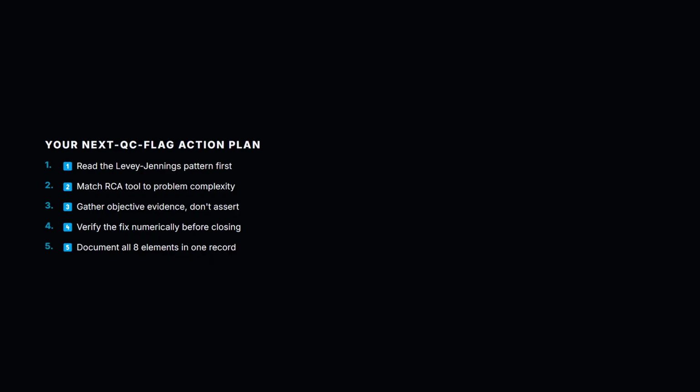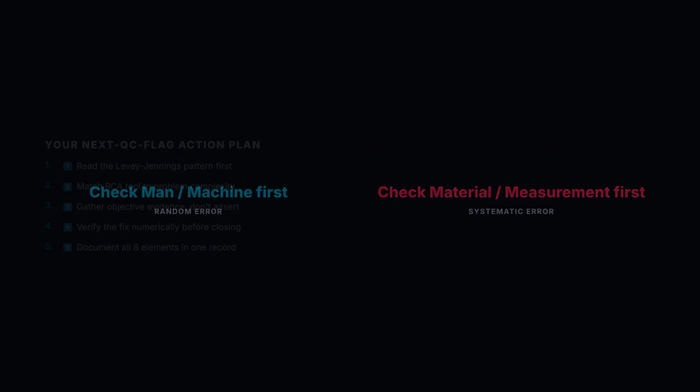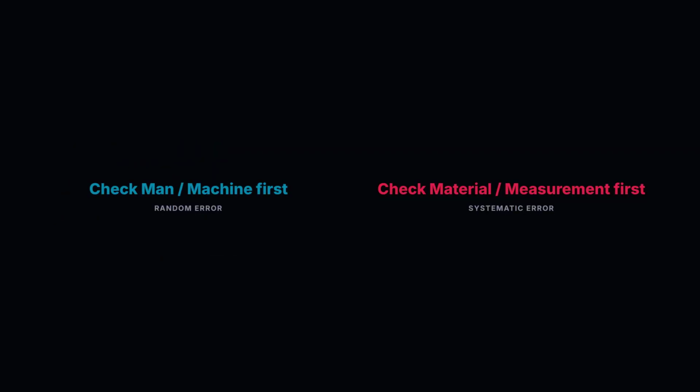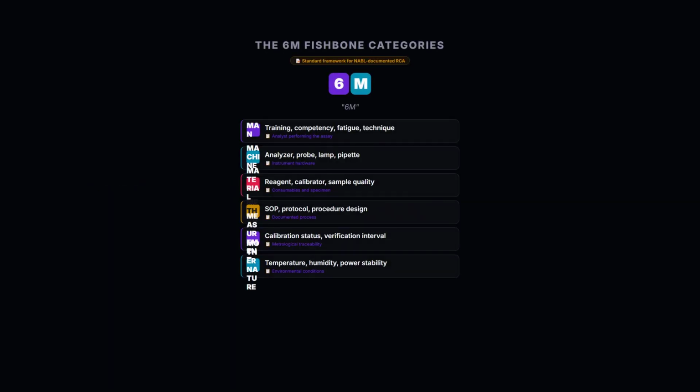One last memory anchor before you go. Random error means scatter and imprecision, so think man or machine first. Systematic error means a shifted mean and inaccuracy, so think material or measurement first. And for the 6 fishbone categories themselves, here's a line worth keeping in your head every time a nonconformity opens. Man, machine, material, method, measurement, and Mother Nature, the environment. Every root cause on your bench lives in one of those 6 houses.